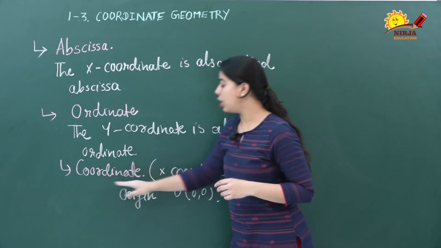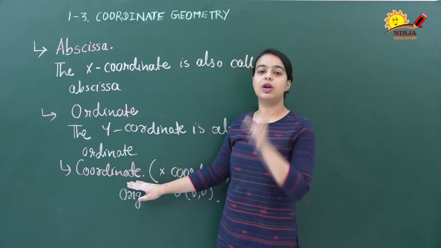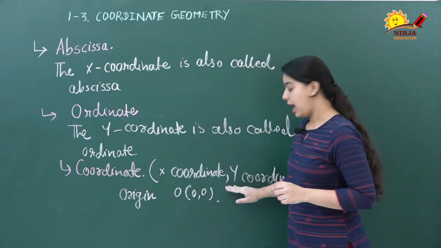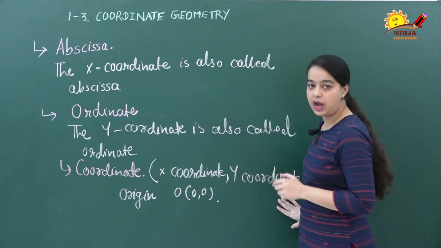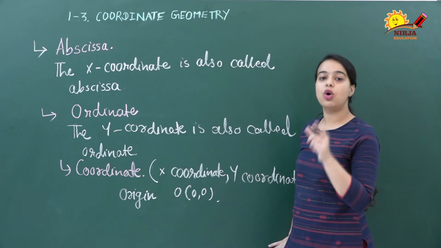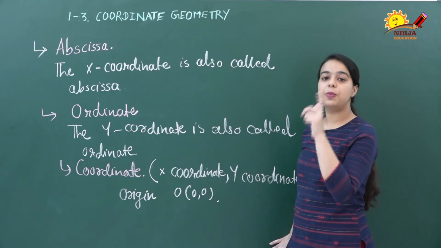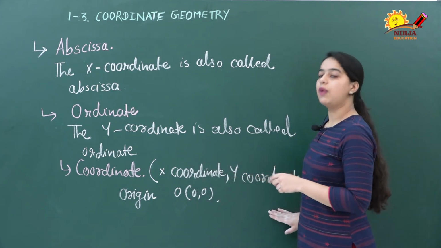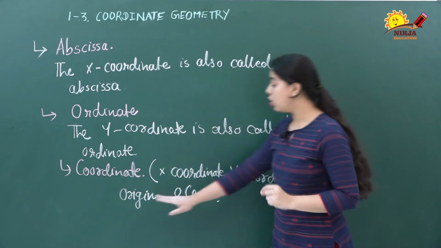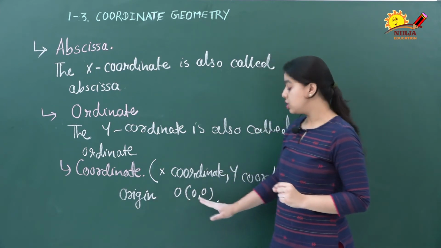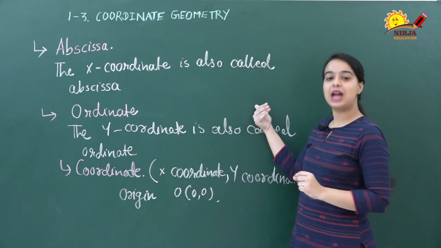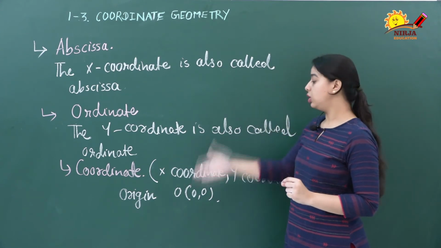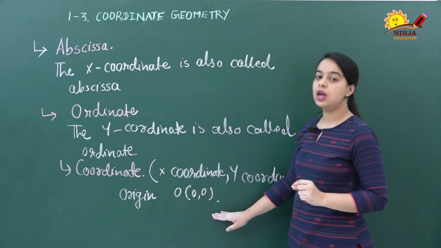Next one is coordinate. We always write our coordinates as a pair in brackets. First one is the x coordinate followed by the y coordinate. Whenever we are writing the coordinates of any point, they should be in brackets. First we should indicate the x coordinate and then the y coordinate. And remember, the coordinate of our origin O is always (0, 0) because it is a starting point, right? Starting point of x and starting point of y. So the coordinate of origin is always (0, 0).